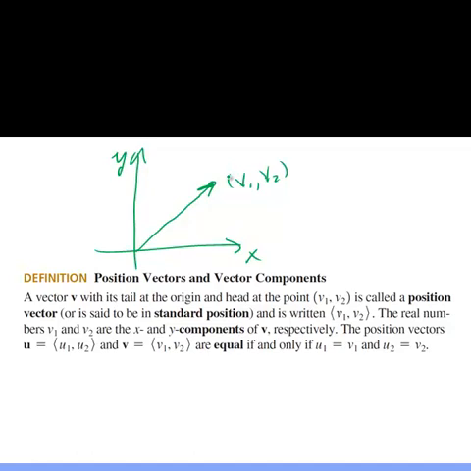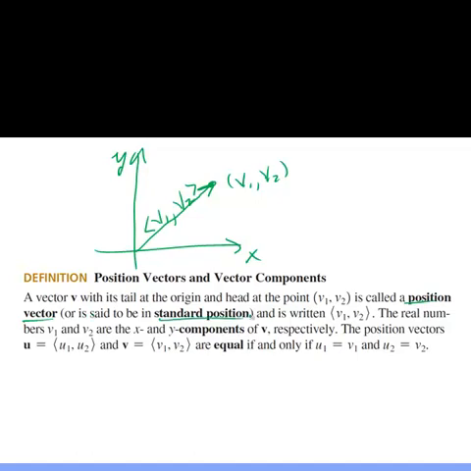Well, then the position vector that goes from the origin out to this point is going to be written like this, ⟨v1, v2⟩, using angle brackets, not the parentheses that we're used to using to indicate the coordinates of a point. We're talking about these angle brackets, which indicate the position vector that goes from the origin out to v1, v2. All right, so there's your position vector.